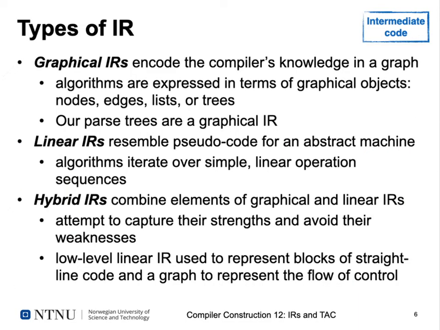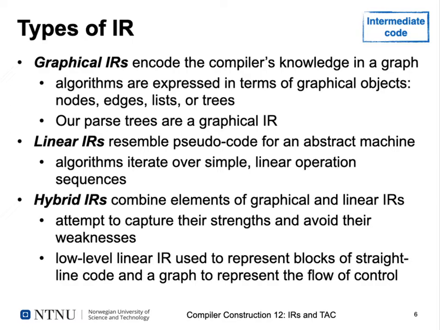So how can we represent this intermediate representation in code or in some graphical form? Now there are three ways in general to do this. First, we have graphical intermediate representations. So graphical intermediate representation, as the name says, encodes the knowledge a compiler has extracted about that program in a graph, and accordingly an algorithm that we try to compile is expressed in terms of a graphical object or a number of graphical objects, so nodes in our graph, edges in our graph, or maybe lists and trees.